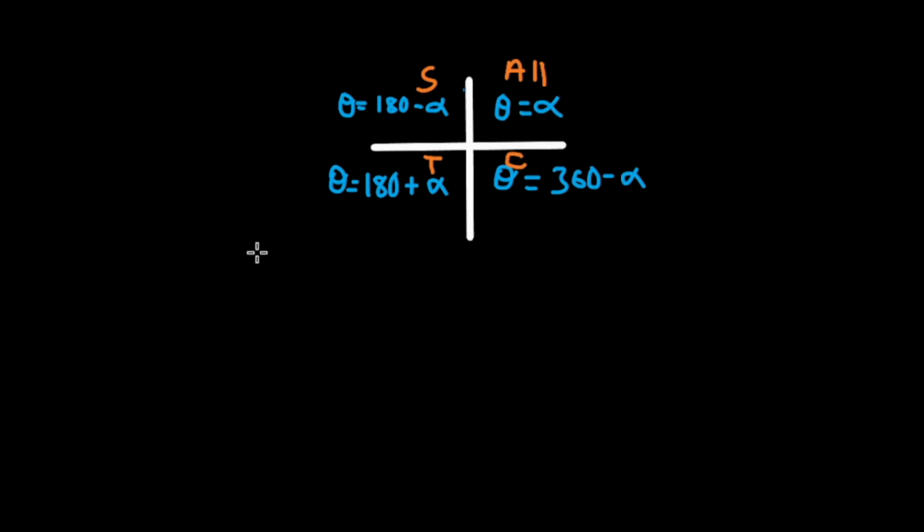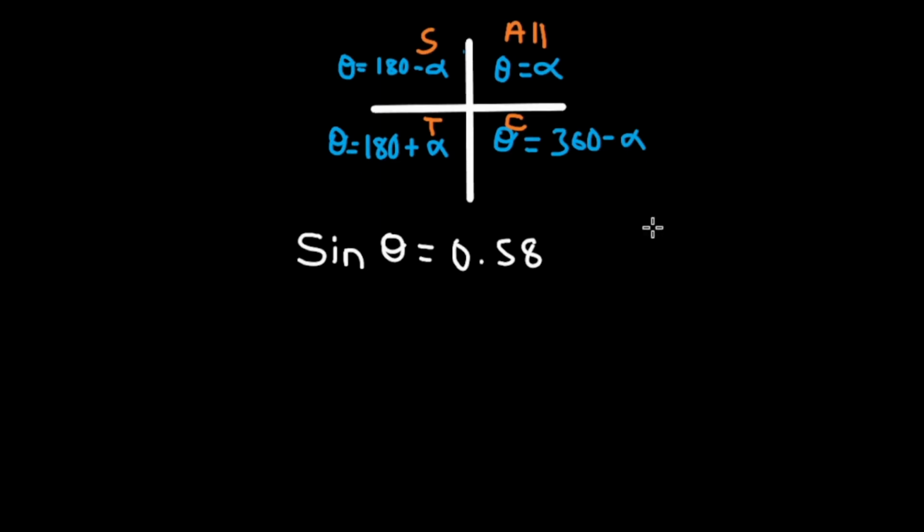So let's say we have been given a problem. Let's say we have been given to solve sine theta equal to 0.58. So how are we going to solve for theta? The first thing that you have to do is let theta be equal to alpha. So this is our first step. Now everywhere where we have theta, we're simply going to replace it with alpha.